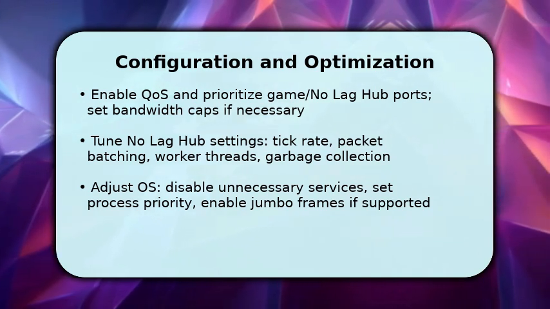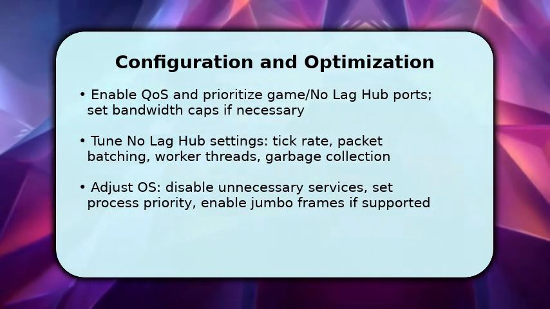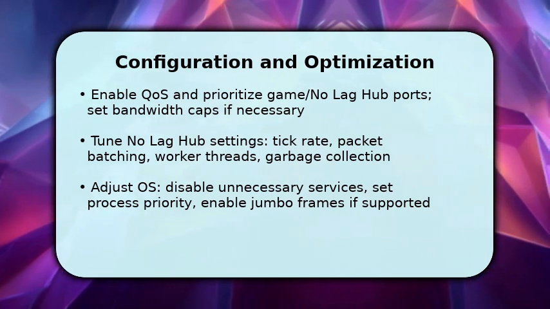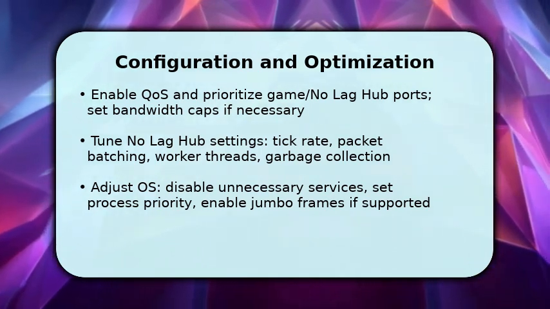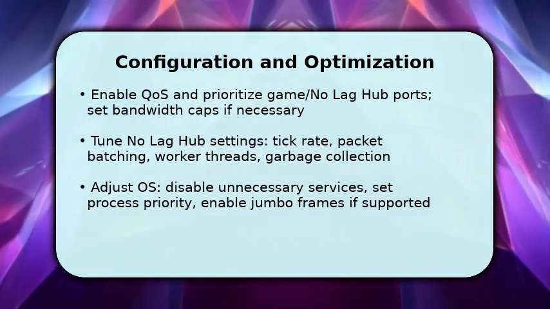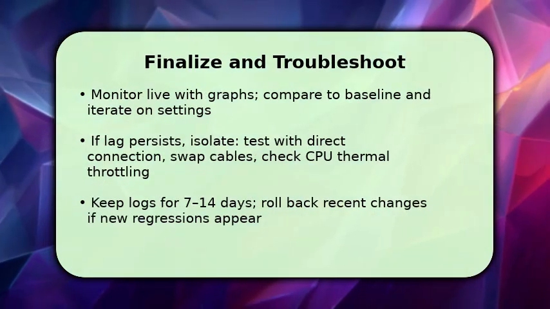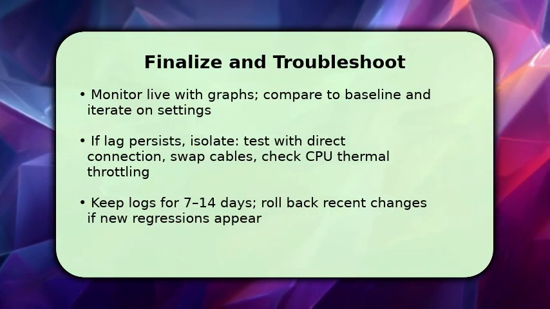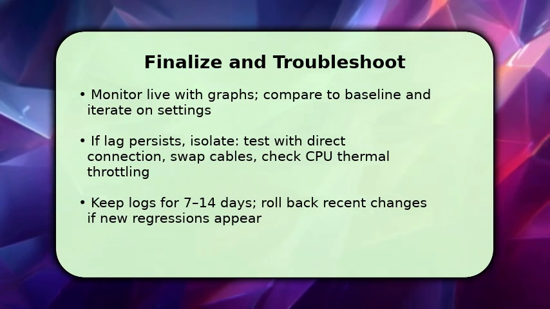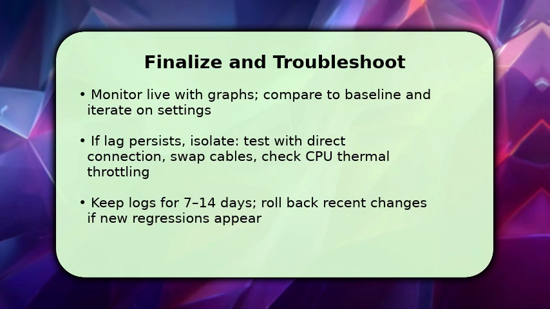Once done, adjust the host OS. Raise process priority for the hub, stop non-essential services, and enable jumbo frames if your switch supports them. These coordinated changes complete the deployment by running live monitoring for at least one busy session and compare metrics to your baseline. Adjust settings iteratively.